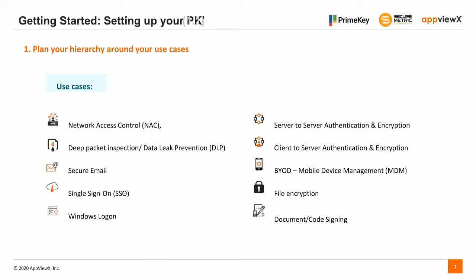Thanks, Murali. Yeah, so, we talk about setting up your PKI, right? So now I will always emphasize to start planning your hierarchy around your use cases. So usually when an organization engages us for setting up a PKI, we would first take a look at the use cases around the organization. So typically, what you see on the slide are a list of typical use cases that we discover in any large organization. The first one being network access control.